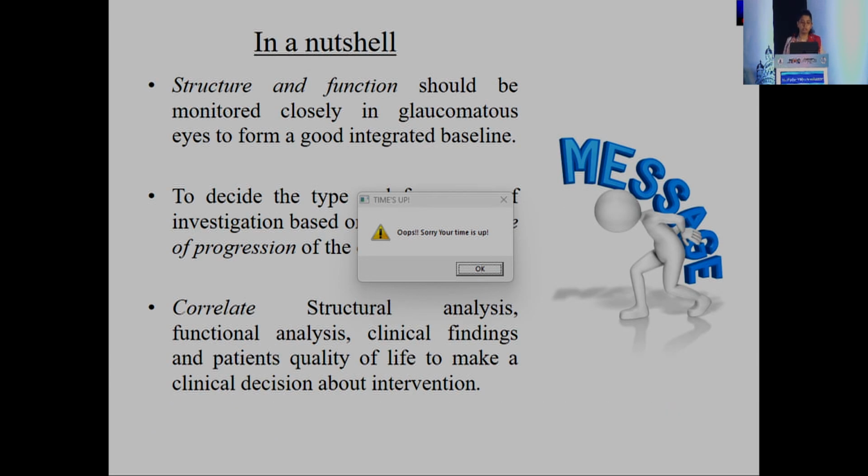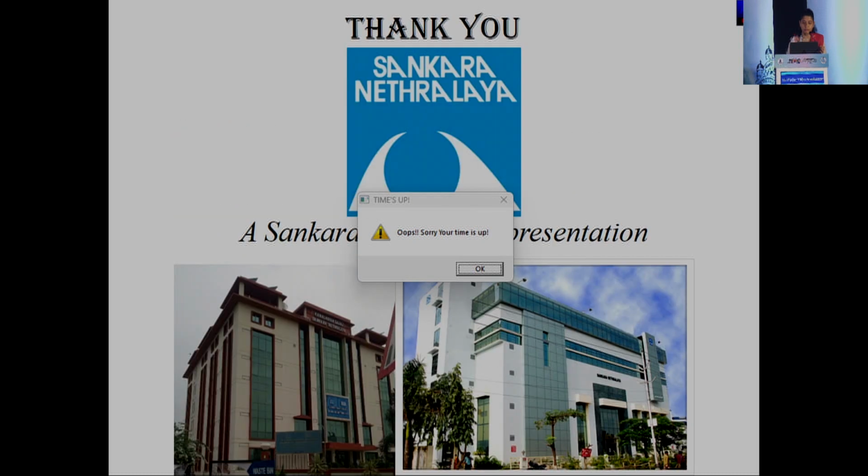So in a nutshell, structure and function should be monitored closely in glaucomatous eyes, and we should decide the type of investigation and the frequency of investigation based on the progression seen in these investigations. And we should correlate structure and function, but not just these two: clinical findings and the patient's quality of life, to make a clinical decision about investigation and further interventions. Thank you so much.